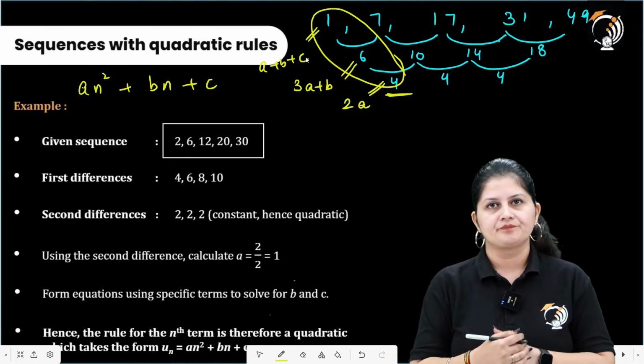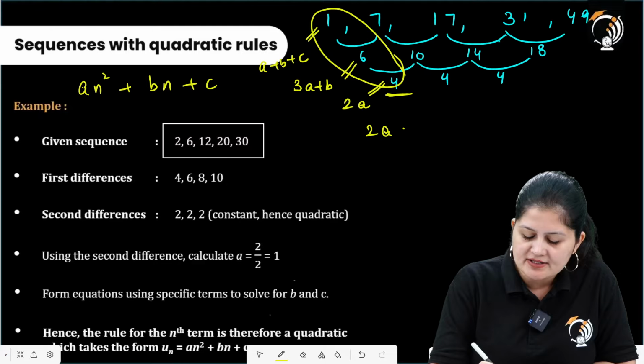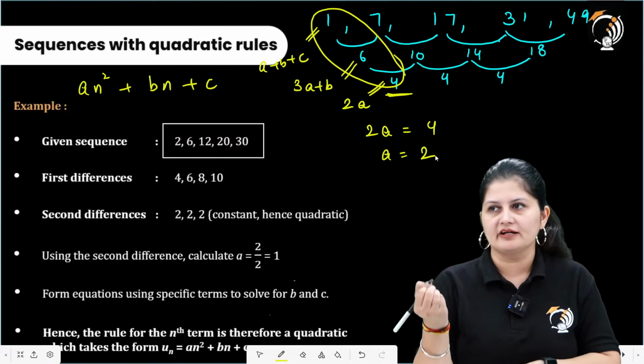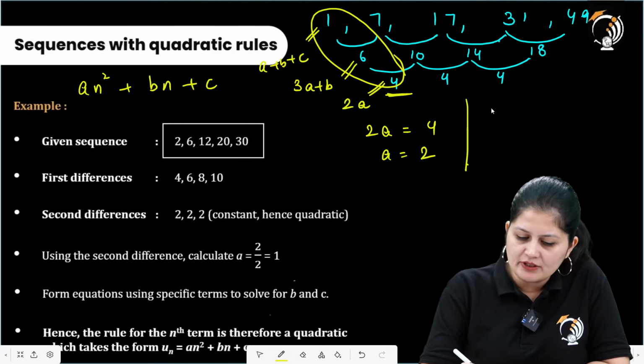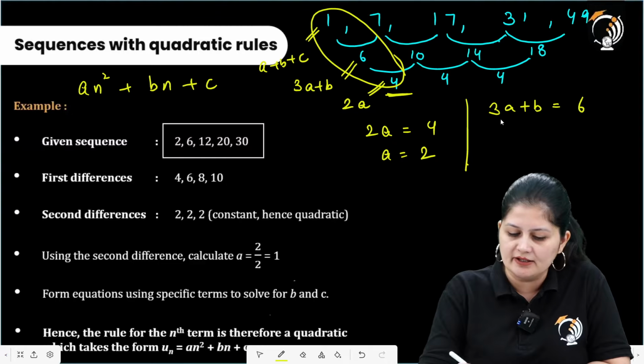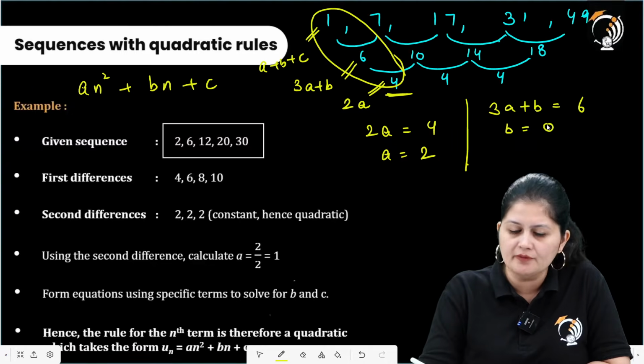Is that clear? Okay, so now when we know that 2a is equal to 4, we know that a is equal to 2. Clearly, we can get this value. Further, if we know that 3a plus b is equal to 6, and I put the value of a, we get b is equal to 0 here.